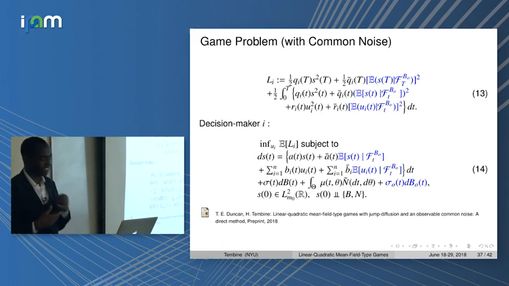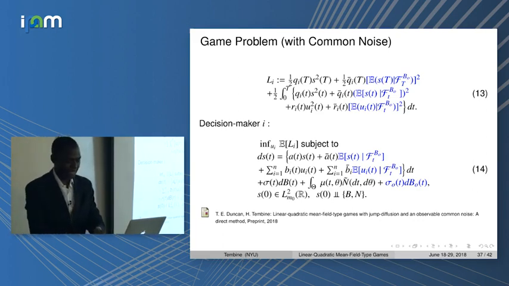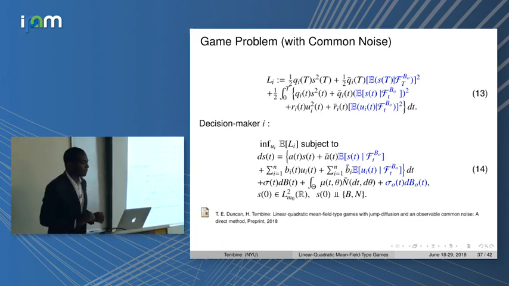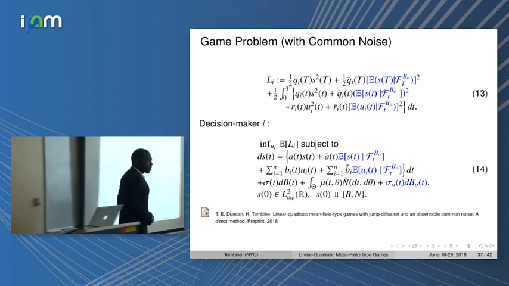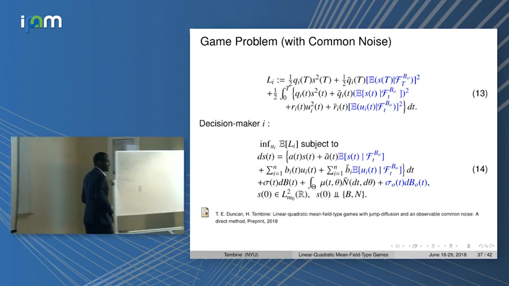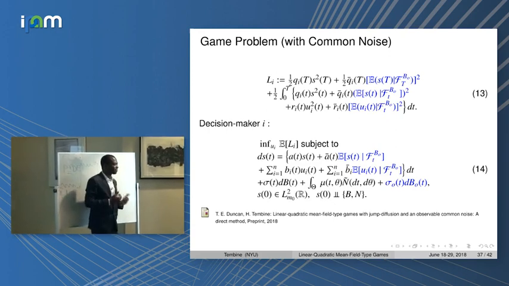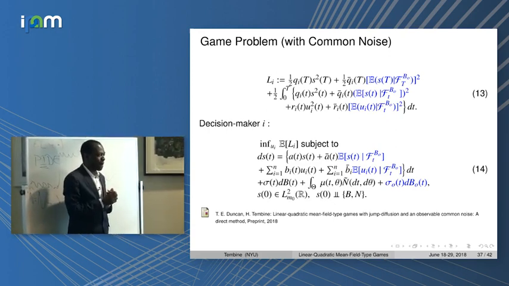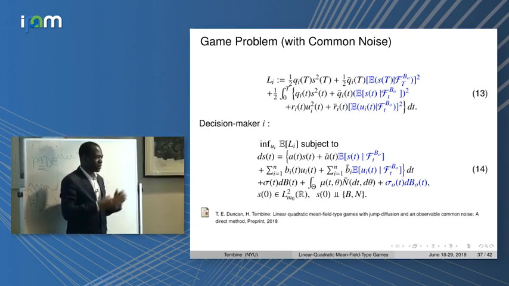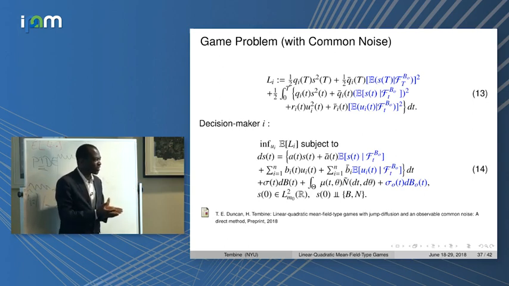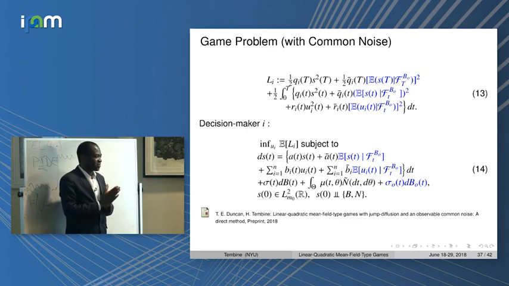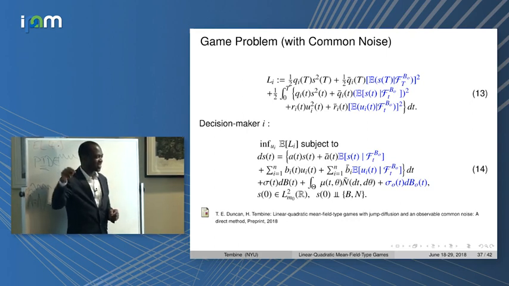Last part. I take the same problem, but this time there will be a common noise. I will add a common noise. We all know that the PDE associated to common noise is somehow heavy. Can we do the direct method? Find the solution, go back there, plug it in, and check that it satisfies the PDE as well.